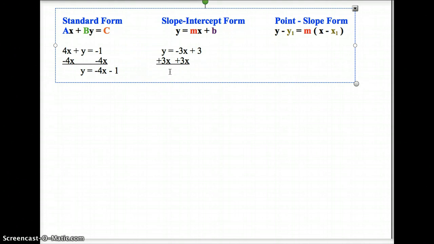And I cannot combine my x terms and my y terms. They're not like terms. So what I end up with is a positive 3x and a positive y. And that all equals what was left over on this side of the equation, which is a positive 3.